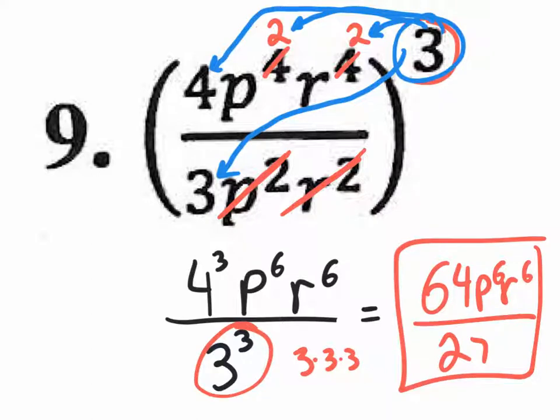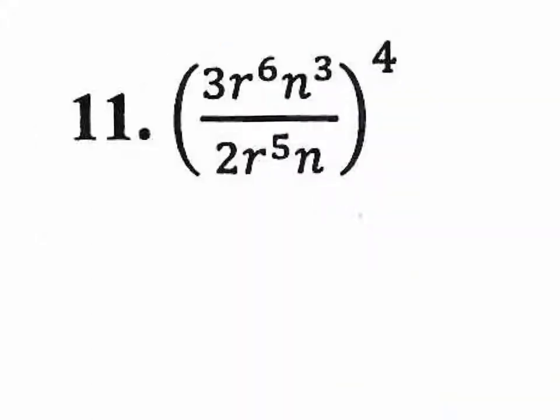Let's move on to number 11. Number 11, same thing. What would be the first step we do? We could distribute the 4 to each and every term, but we're going to get bigger numbers in here. So you might as well simplify the inside first, if possible. What could you cancel on the inside? The R's. How many R's are on the bottom? There's 5. All 5 of these R's are going to cancel out with 5 of these 6. And how many will I have left up on top? 1. So you can put a 1 if you want.